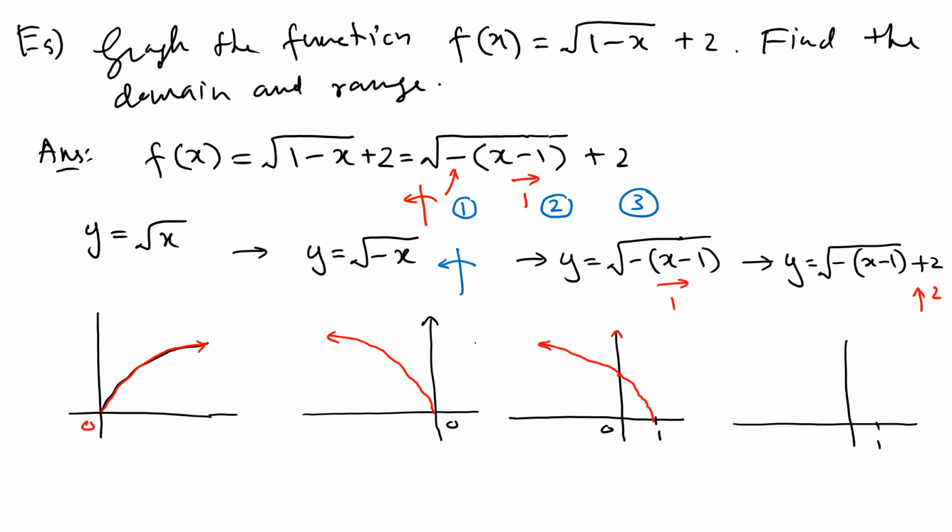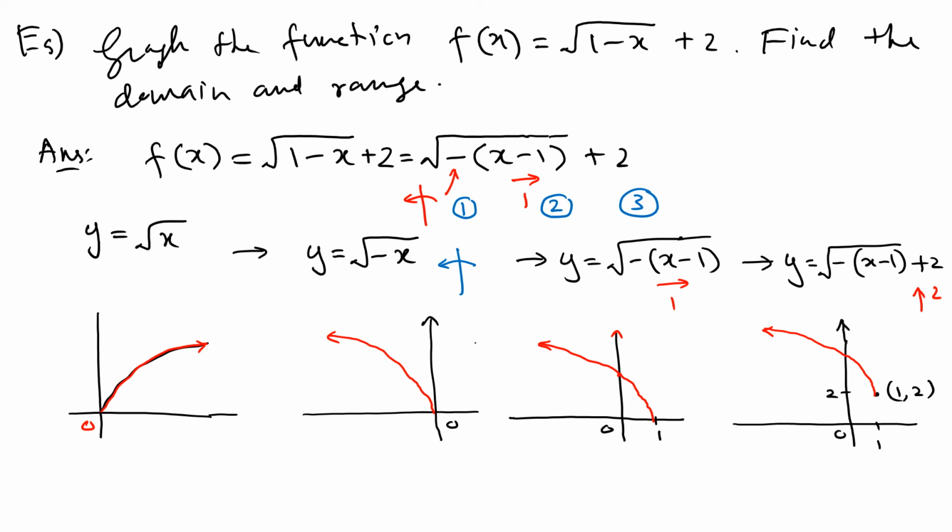So it's at (1, 0) earlier, but now it's going to (1, 2). So the graph is going like this. That's the graph. So this point is (1, 2). Okay, so that's the graph of the function. And then also we can find the domain and the range. I think it's very clear now.